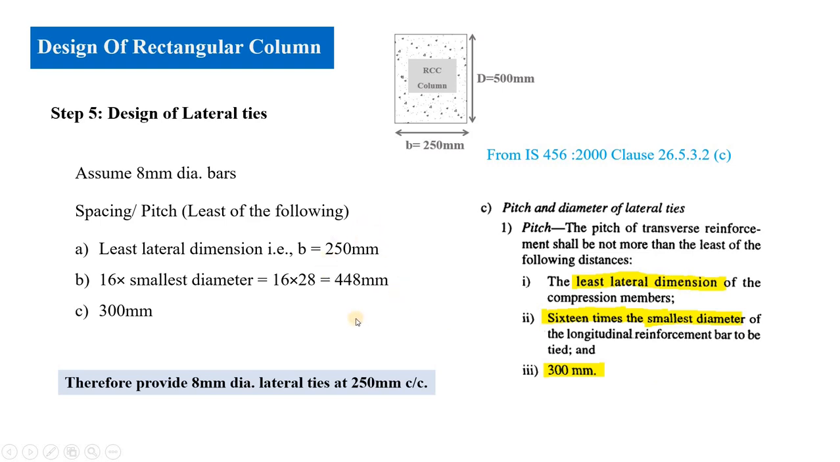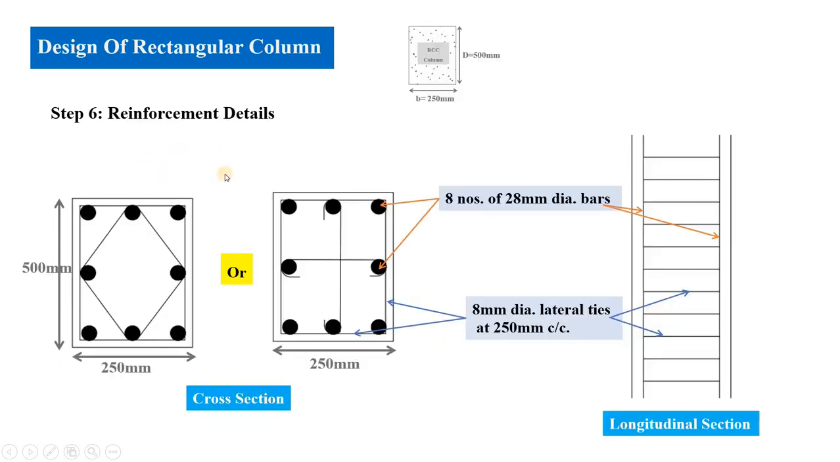Of these three values, we have to select the least value as the spacing or pitch value for the lateral ties. Here the least value is 250. Therefore, we are providing 8 mm diameter lateral ties at 250 mm center to center throughout the column. Next we will see reinforcement details.